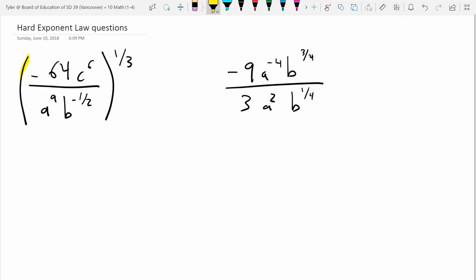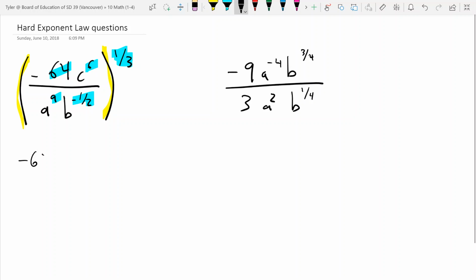Whenever I have a question like this with brackets, I want to see if I can simplify something in the brackets first. But when I look, there's no like terms. We got like C, A, B, and numbers, so none of it can be simplified together. So I'm going to apply this exponent, the 1/3, to all of the exponents inside. So let's write it again, but with the exponent applied.